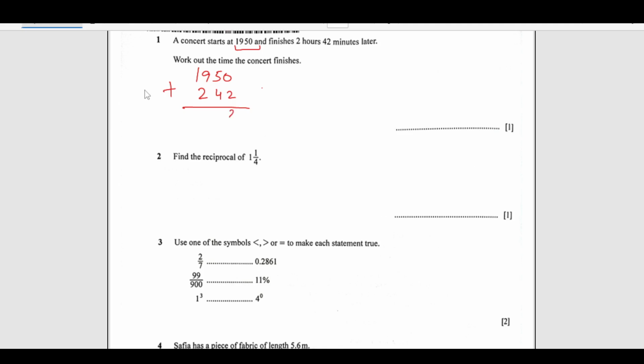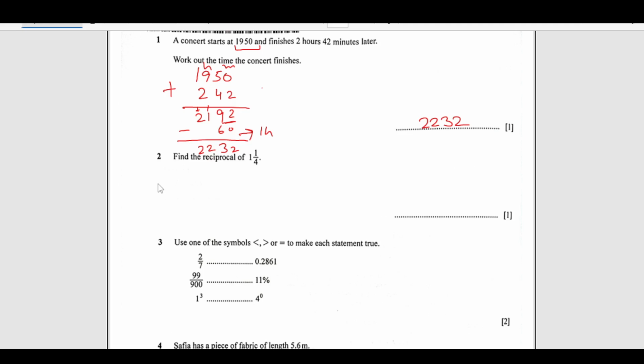So this is going to be 2, 5 plus 4, 9. This is 1, 21. Now these are actually hours and these are minutes. So this exceeds 60. So if I subtract 60 from here, this will become 32, and this 60 will be 1 hour, and that 1 hour will be added over here. So that is 22:32. So this is the time when the concert is going to finish, right?